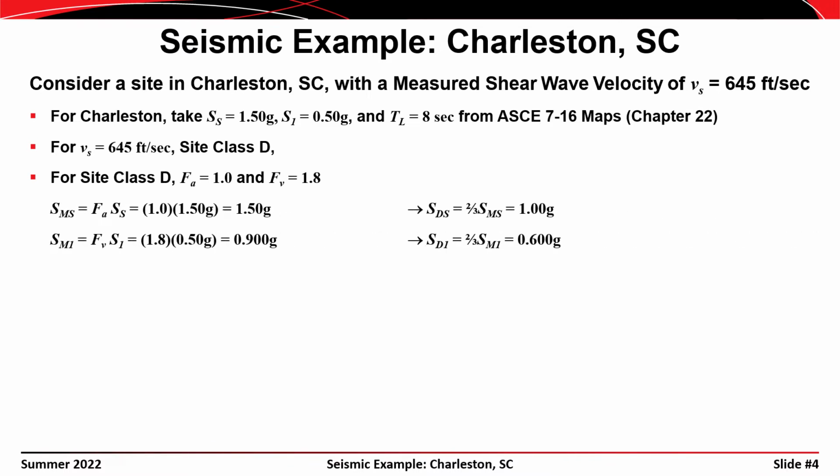The next step would be to calculate the values S sub MS and S sub M1. S sub MS is the product of F sub A and S sub s. We get 1.5 times G for that value. And S sub M1 is the product of F sub V and S sub 1, and we get 0.9 times G for that value. Next, we multiply by the value of 2/3 in order to go from the maximum considered earthquake to the design basis earthquake. So S sub DS works out to be 1.0 times G, and S sub D1 works out to be 0.6 times G.